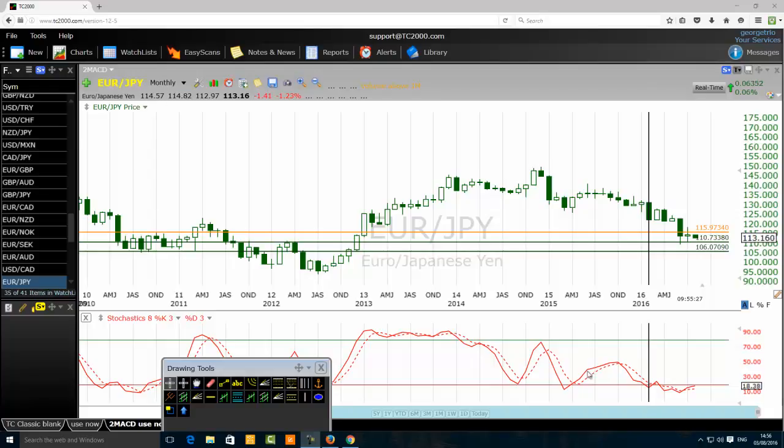You can see that the stochastic 8-3-3 is oversold. Whenever the stochastic is oversold, it's pointing to us a support level. So pay attention to this vertical line here and also this vertical line here. As the stochastic reaches the oversold zone, it's pointing to us a support level. Which support level? This one here.